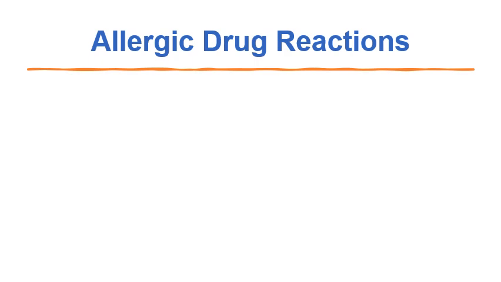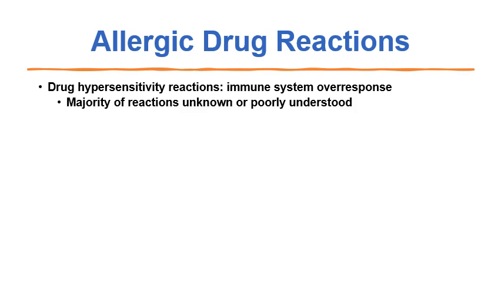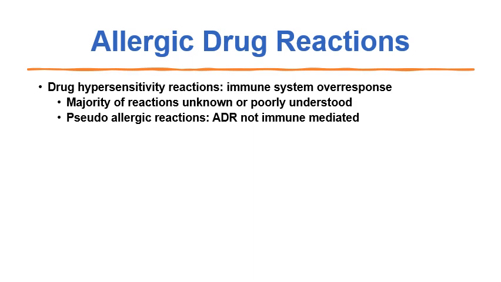So allergic drug reactions are obviously a thing that you need to be aware of. When someone has an allergic response, it's basically when the immune system has an overresponse to a substance. So it's basically a hypersensitivity reaction. Now, a majority of these reactions are unknown or poorly understood, so we don't know why they happen in a lot of instances. Someone can also have what are called pseudo-allergic reactions. This is when an allergic drug reaction is not immune mediated. Essentially it looks like an allergic reaction, but there's not actually an immune response that's taking place.